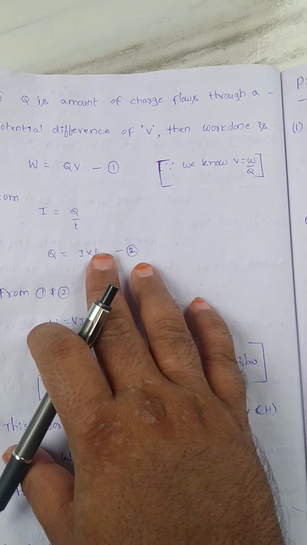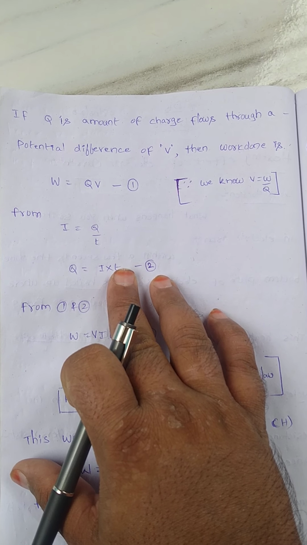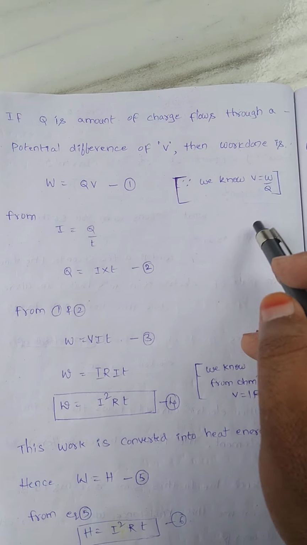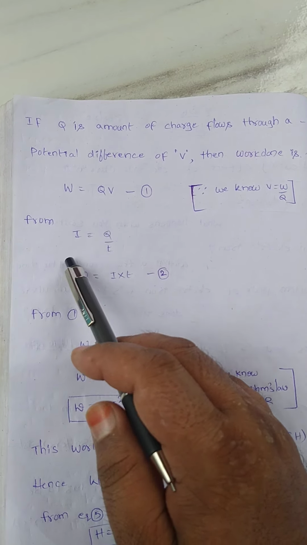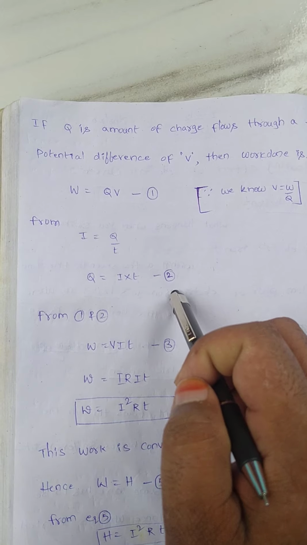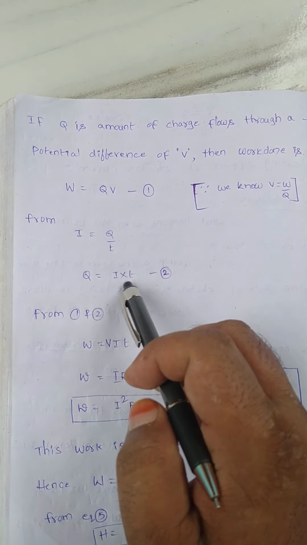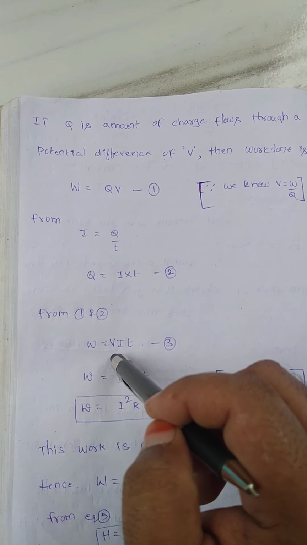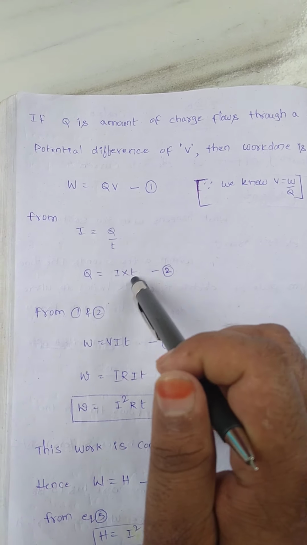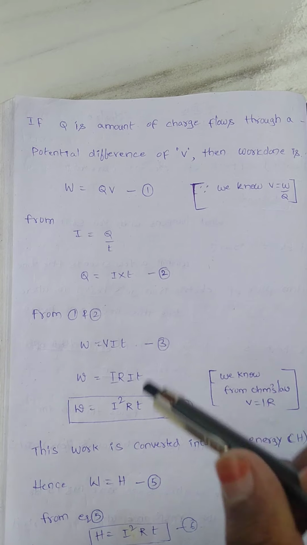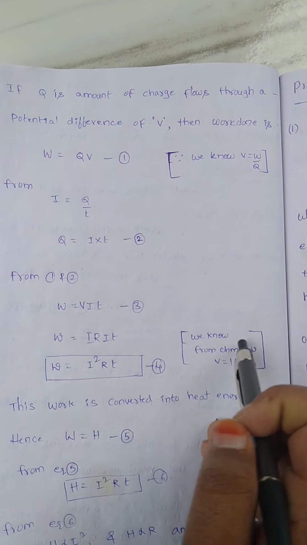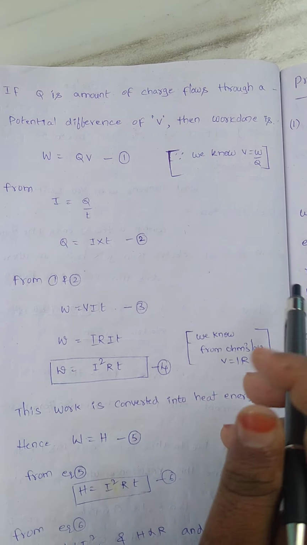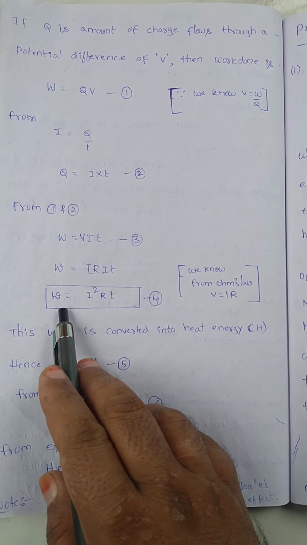See, if Q is the amount of charge flowing through a potential difference of V, then work done is W equal to Q into V, since V equal to W by Q. From I equal to Q by T, Q equal to I into T. From equation 1 and equation 2, W equal to V I T, equation number 3. But from Ohm's law, V equal to I R, so W equal to I R into I T, which is W equal to I square R T.